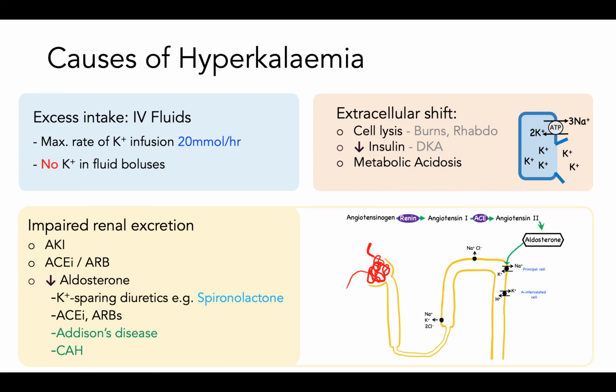And lastly, extracellular shift. Severe burns can cause cell lysis and rhabdomyolysis, the breakdown of skeletal muscle. Low insulin can also cause extracellular shift. This is because insulin is responsible for driving potassium into cells or increasing cellular uptake. And also metabolic acidosis can cause an extracellular potassium shift.